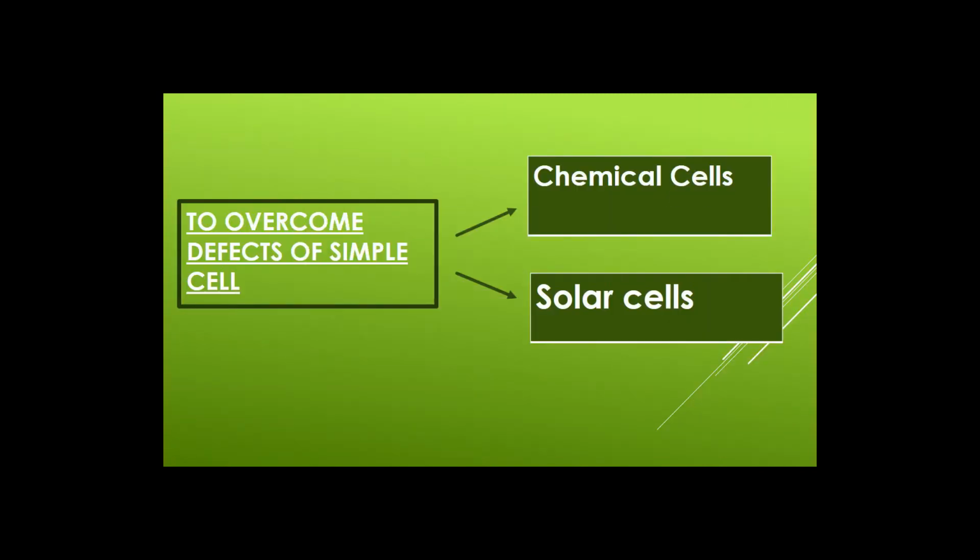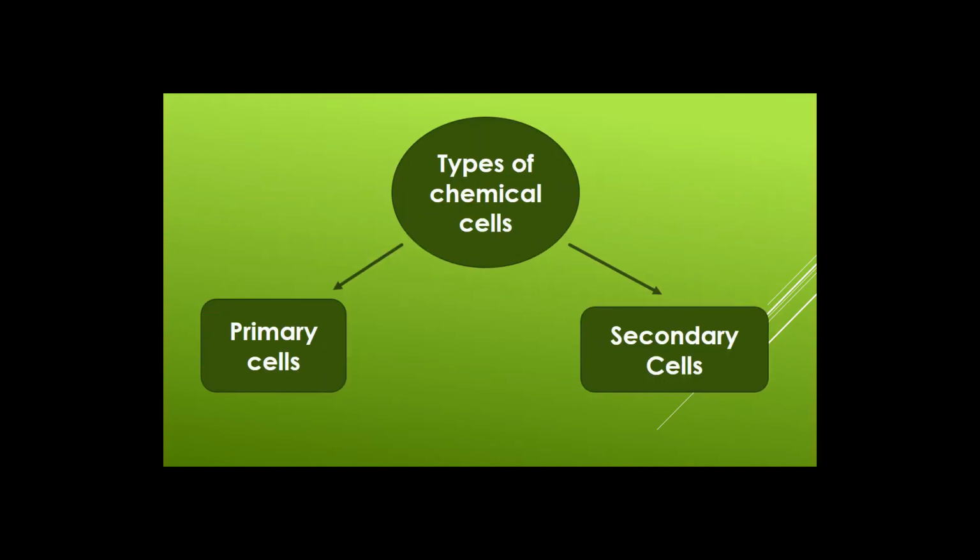To overcome the weaknesses of the simple cell, various types of cells were invented. Chemical cells and solar cells are some of them. Chemical cells are of two types: primary cells and secondary cells.